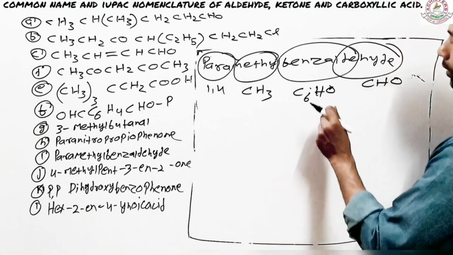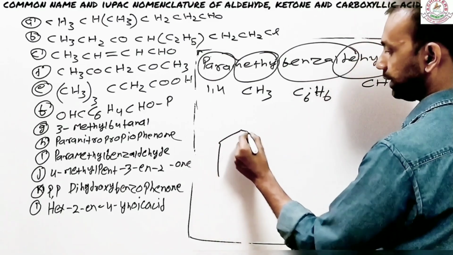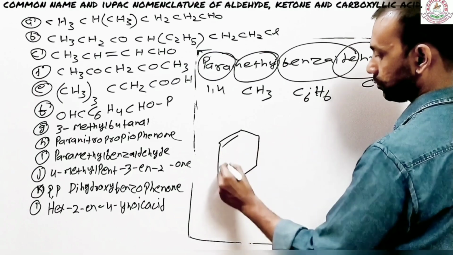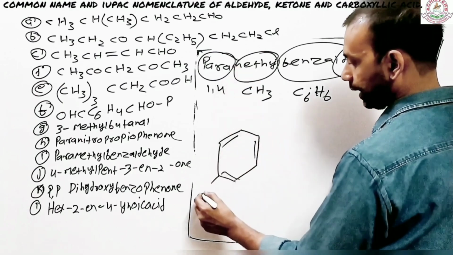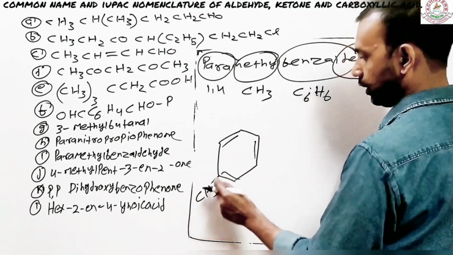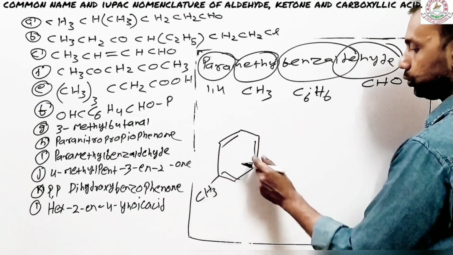So let's do this here. This was your benzene. First I'm placing a benzene here, and then it's para, so I will place a methyl here. You can start anywhere, 1, 2, 3, 4, anywhere. So 1, 2, 3, 4.